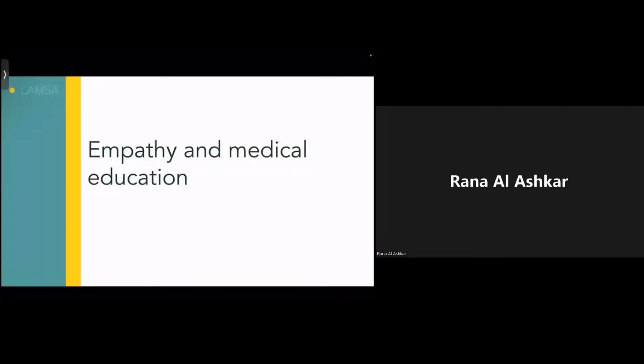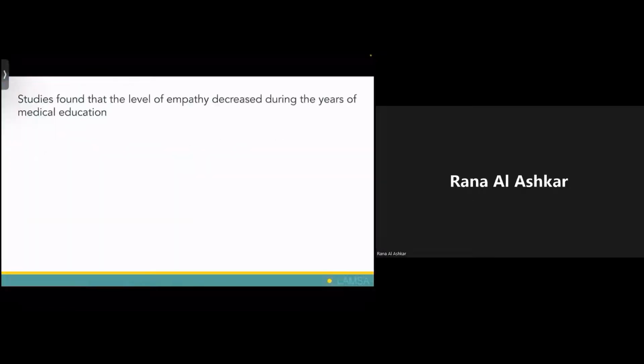So let's dive deeper into this topic, empathy and medical education. What decreased empathy in the study in the medical education years? A study found that medical students are less empathetic throughout their undergrad, grad, and post-graduation years. So they are scaling: whenever you go up in your years of training, you become less empathetic. So why?